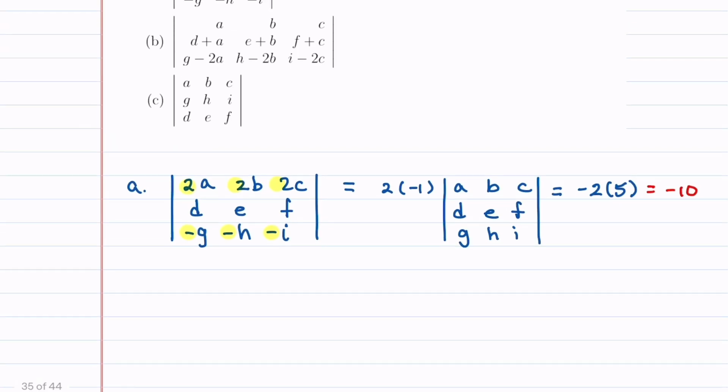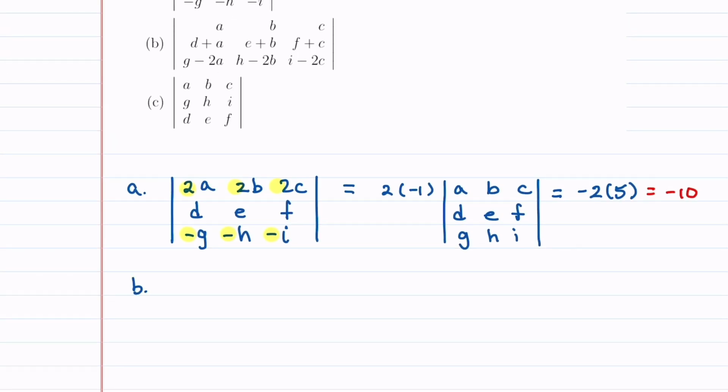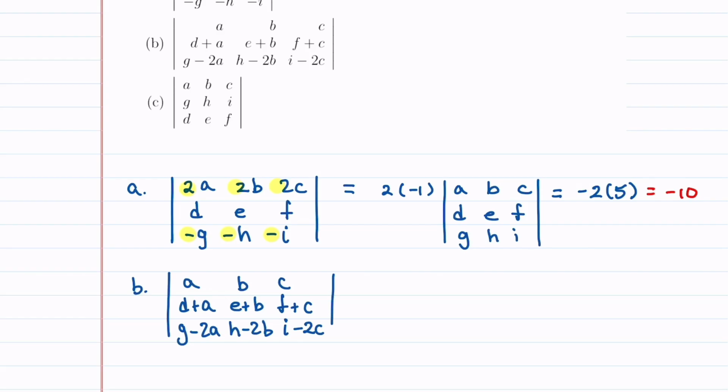Let's now look at part B. Let's go ahead and write down our determinant. We have an A, B, C, and then we have a D plus A, an E plus B, an F plus C, and then in our last row, we have a G minus 2A, an H minus 2B, and an I minus 2C. The strategy to solve this determinant is to try to change it to get it back to the determinant of A.